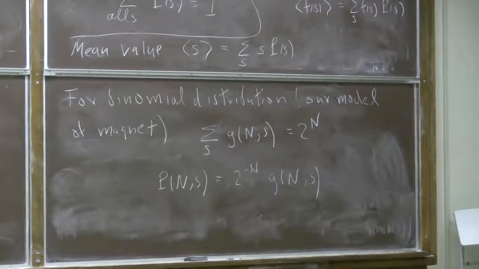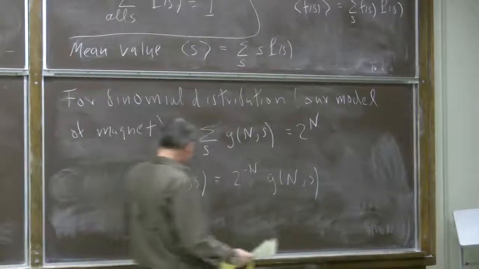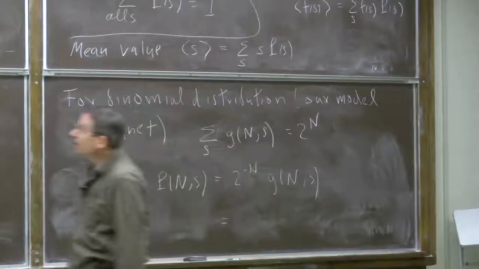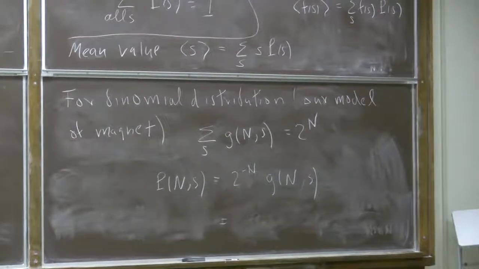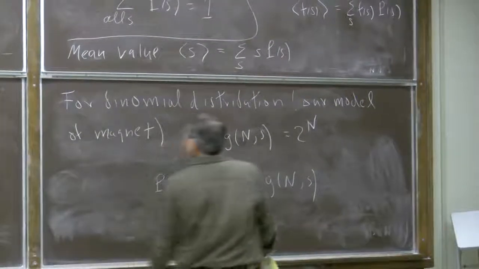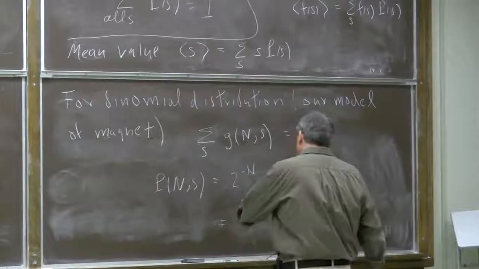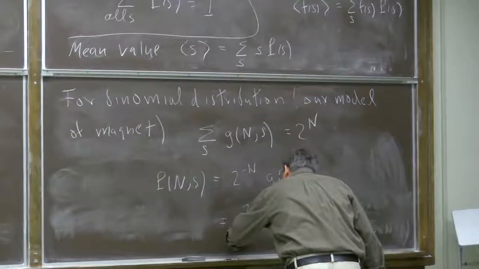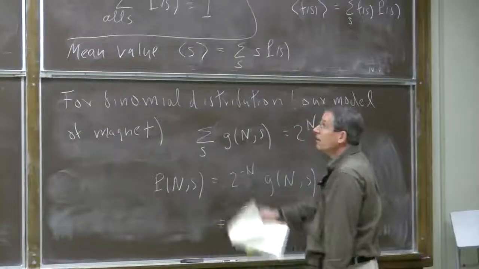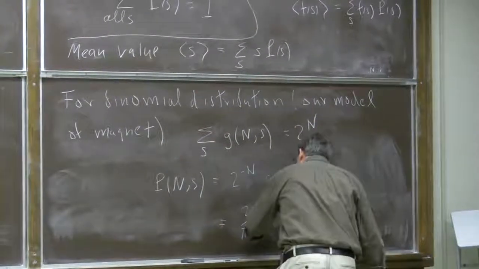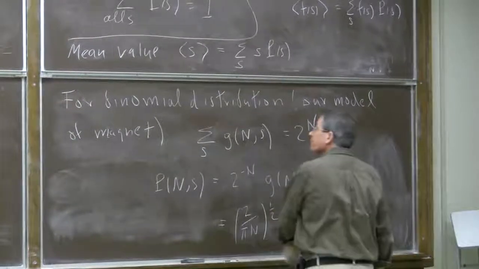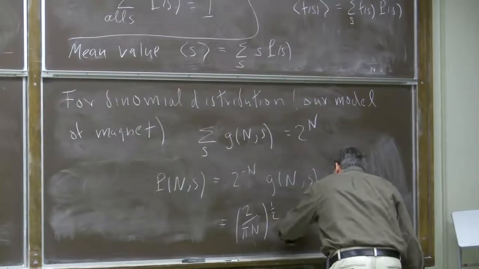Now, let's write down what it is. We have our expression for the multiplicity. Here it is. Conveniently, it has a 2 to the n in front. So now we divide that out, and we can interpret the result as a probability for the spin excess to take a specified value. And it's given by this Gaussian function.